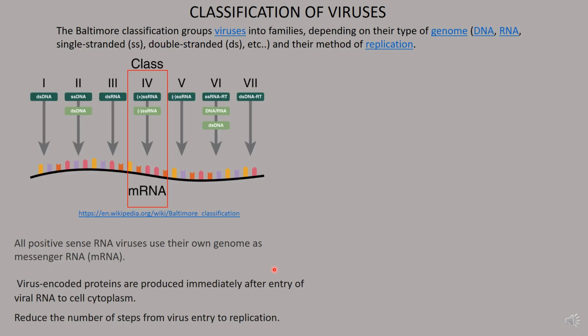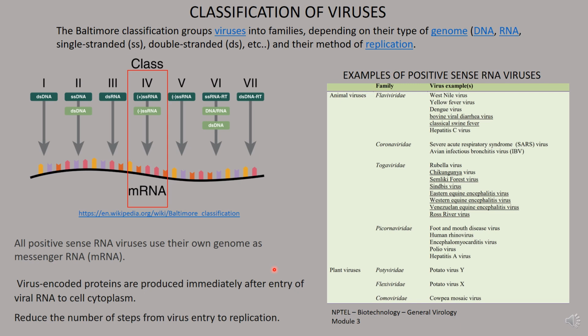Viruses can be classified based on the composition of their genetic material and how they replicate. As mentioned in my introduction, coronaviruses belong to the family Coronaviridae, which along with other families classify as positive sense RNA viruses. Positive sense RNA viruses contain messenger RNA as their genome. This gives them a significant advantage because virus-encoded proteins are produced immediately after entry of viral RNA into the cell. It also reduces the number of steps taken from virus entry to replication.